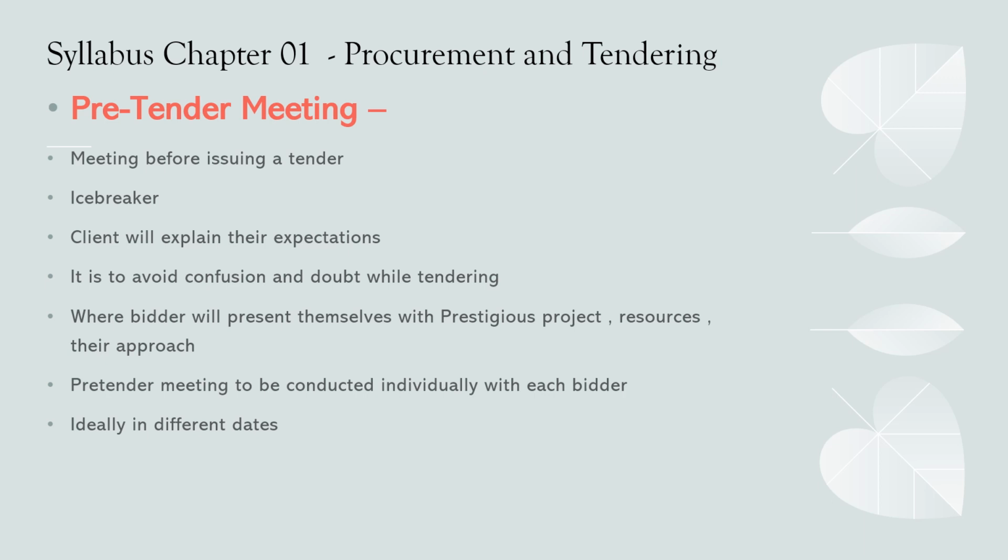So once we have an NDA in place, imagine you are going to tender for a project, you have pre-qualified 5 bidders and you sign an NDA with the 5 bidders. So the next stage is a pre-tender meeting.